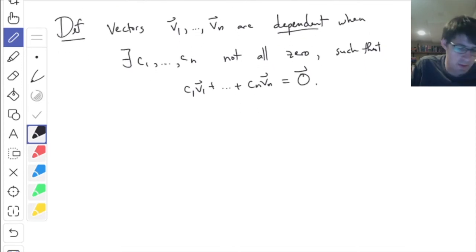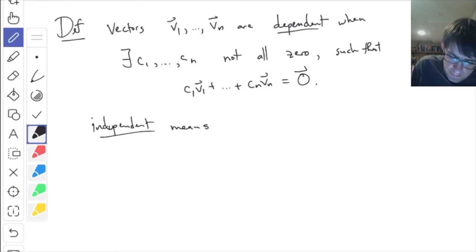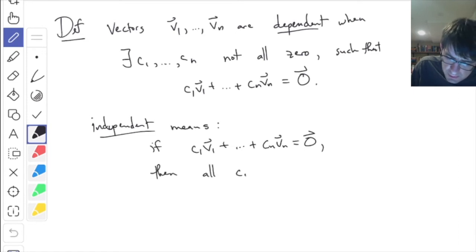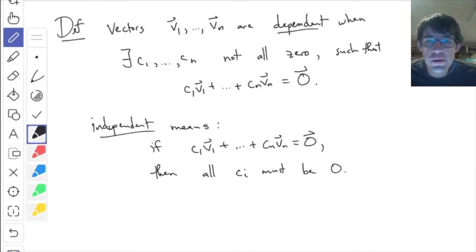Independent then would be the opposite of this. So I'll write that also. Independent means that if you get 0 here, C1 V1 plus blah blah blah Cn Vn, if this actually adds up to 0, then all Ci must be 0. All right, and this is actually easy to check. It looks like a complicated definition. It is kind of complicated to hold in your mind, but it's actually pretty easy to check. If I give you some vectors and I ask you, are they dependent or independent? You can verify this very easily.